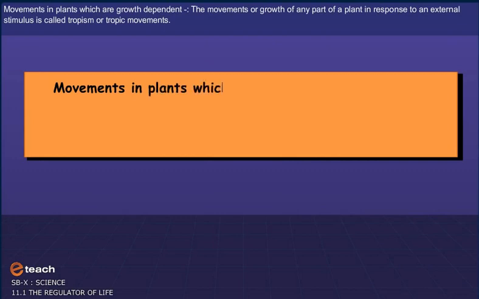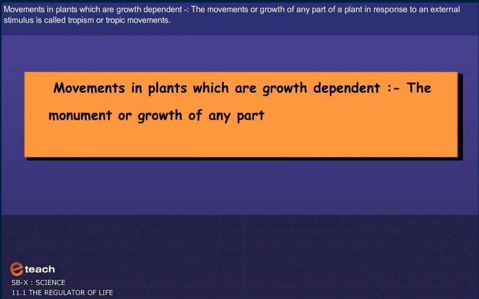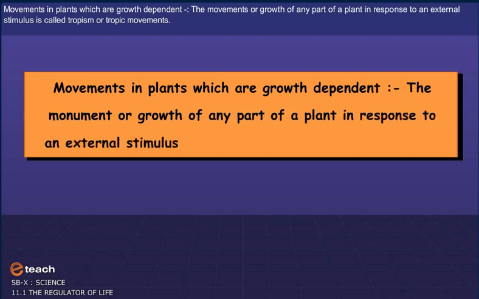Movements in plants which are growth dependent. The movement or growth of any part of a plant in response to an external stimulus is called tropism or tropic movements.